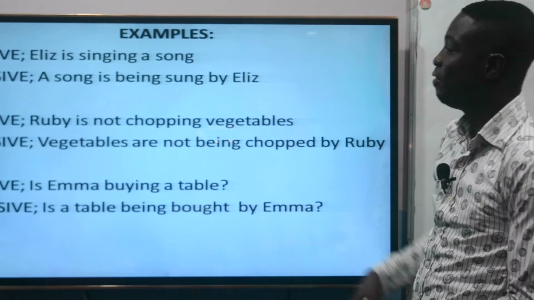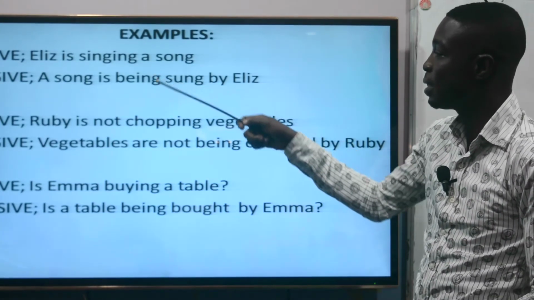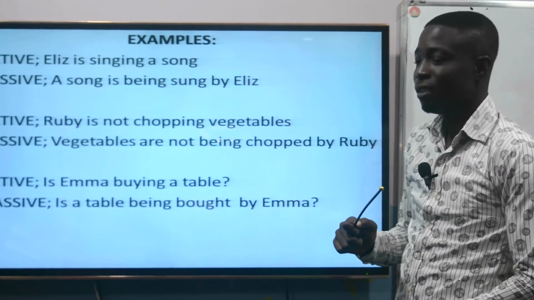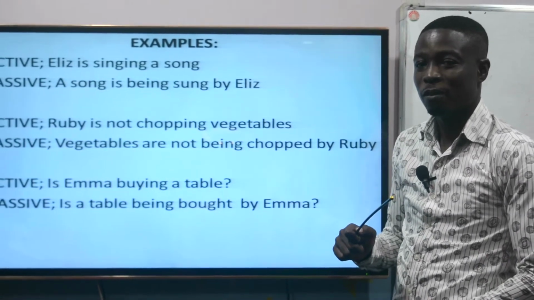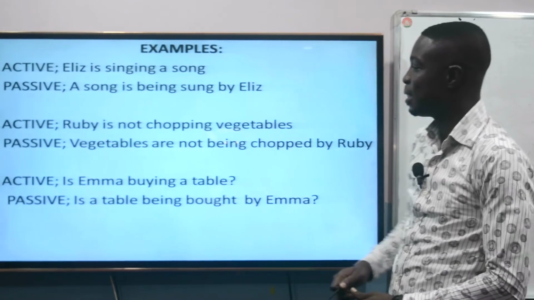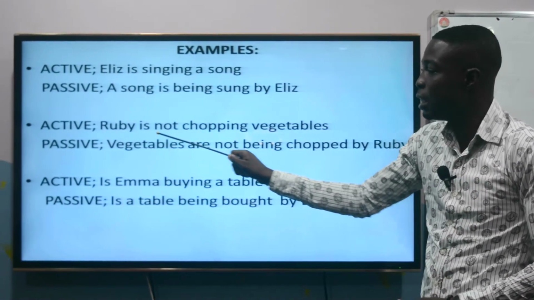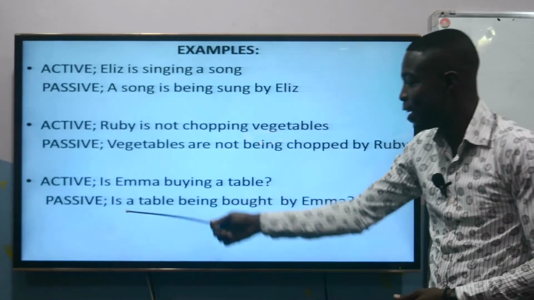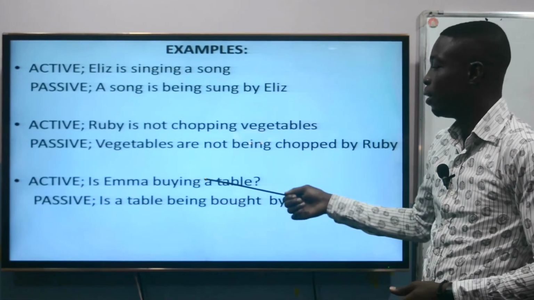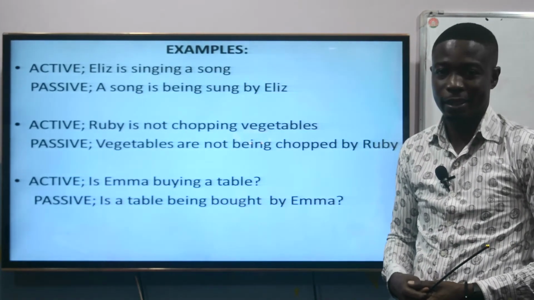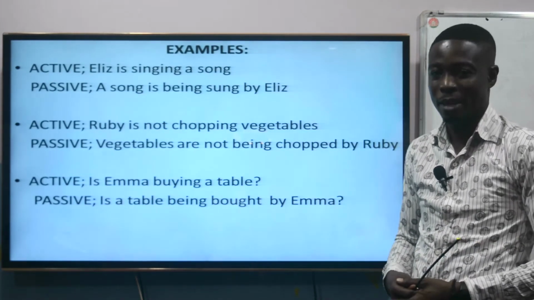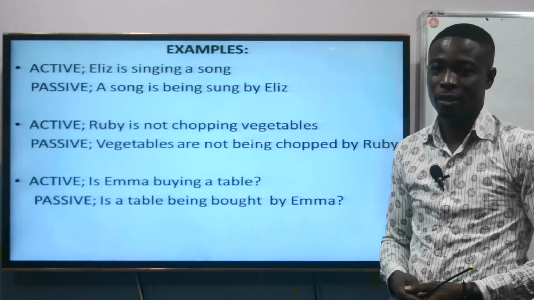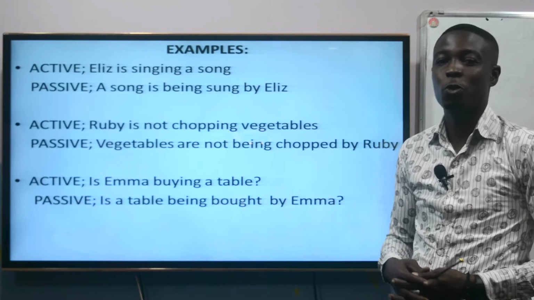So, in the first example, we have the positive form. In the second example, we have the negative form of the statement. And in the third example, we have the interrogative statement of the active and the passive voice. I believe you've understood this. So, let's move on to our next tense.